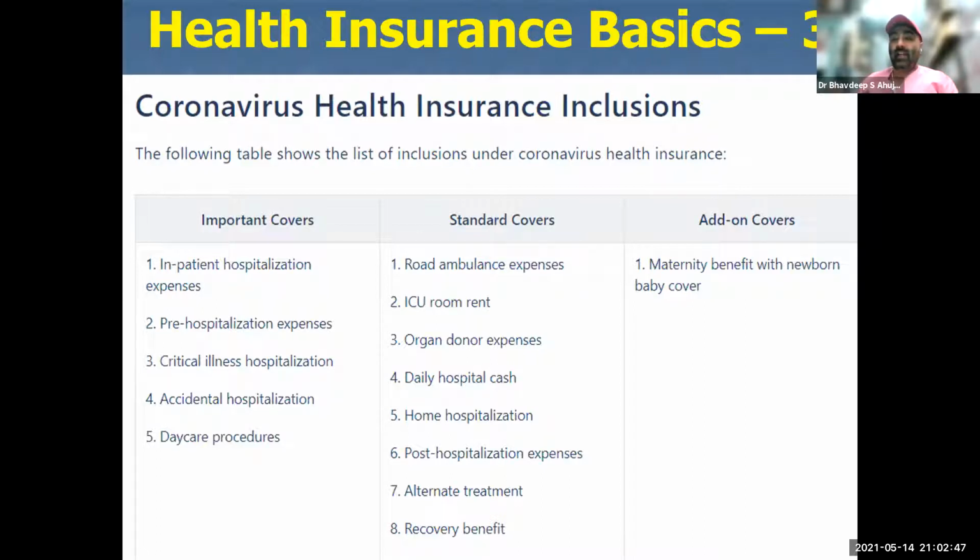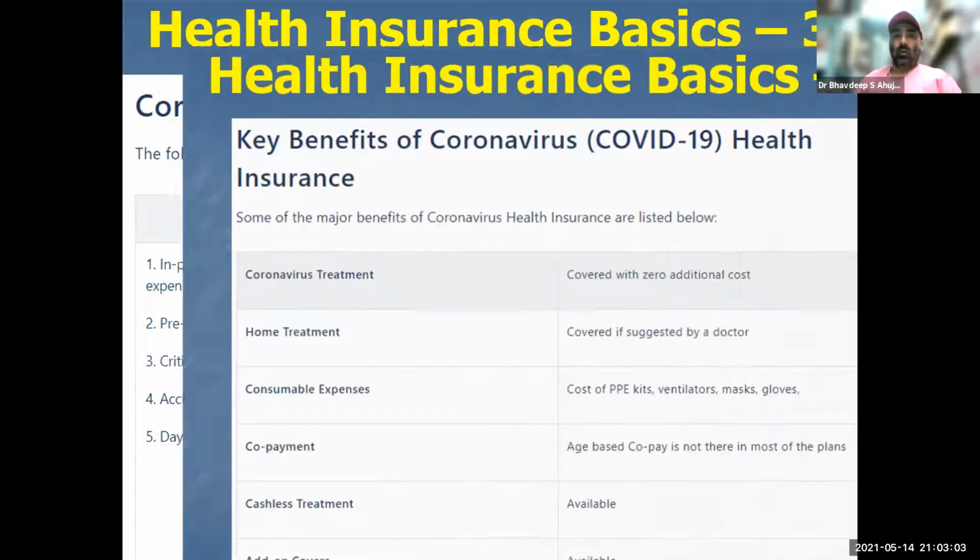So daily hospital cash, home hospitalization, post-hospitalization expenses, alternate treatment, and recovery benefits. And add-on covers if pregnant women are affected with corona, the maternity benefit with a newborn baby cover as well. So what are the key benefits?